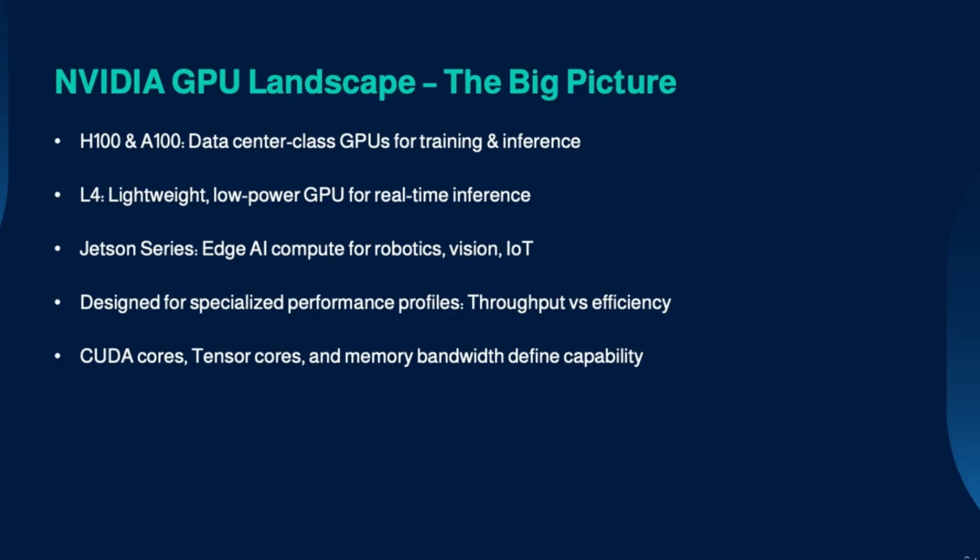These tiny but powerful devices go into smart cameras, autonomous robots, and embedded systems. Across all these GPUs, performance comes from CUDA cores for parallel computation, tensor cores for deep learning acceleration, and high memory bandwidth to move data fast.